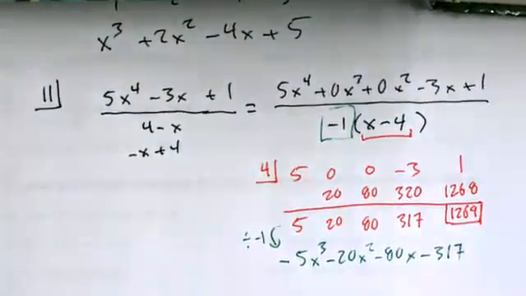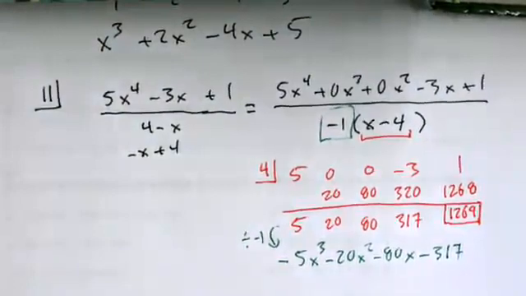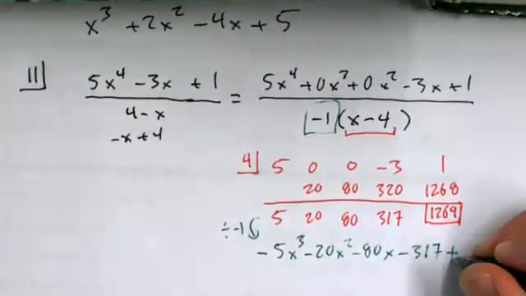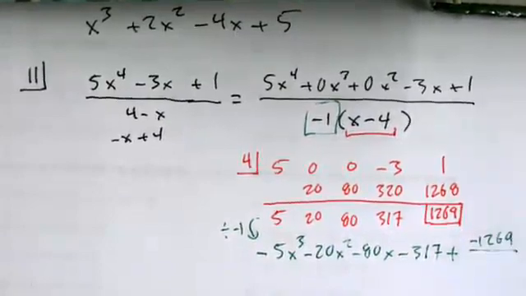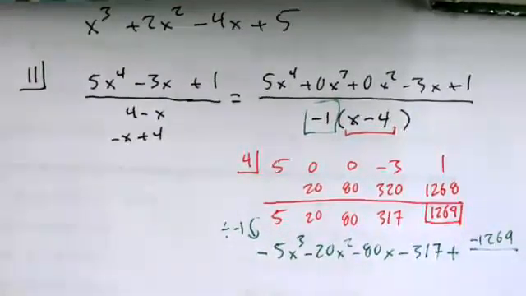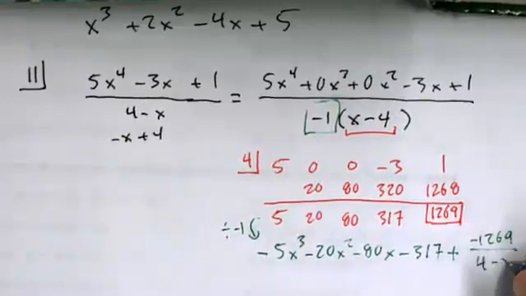And then our remainder goes over the thing we were dividing by. So plus, and now it's a negative 1269 over, and what did we divide it by? Well, we divided by all of this, but I'm going to write it as it was in the original, 4 minus x.